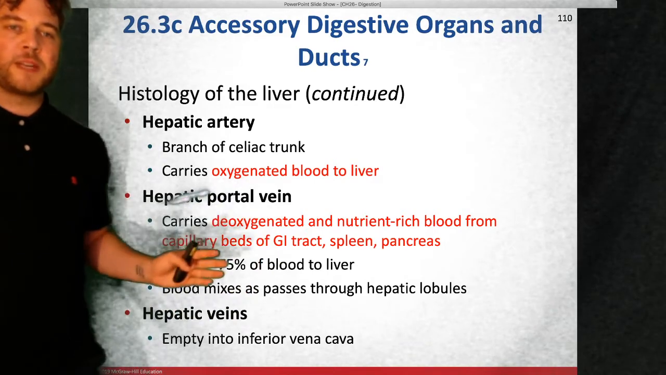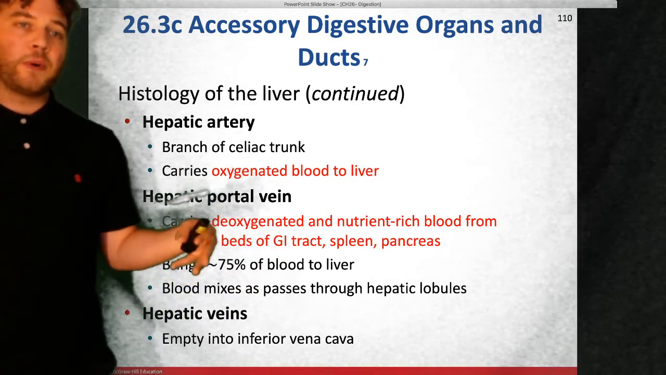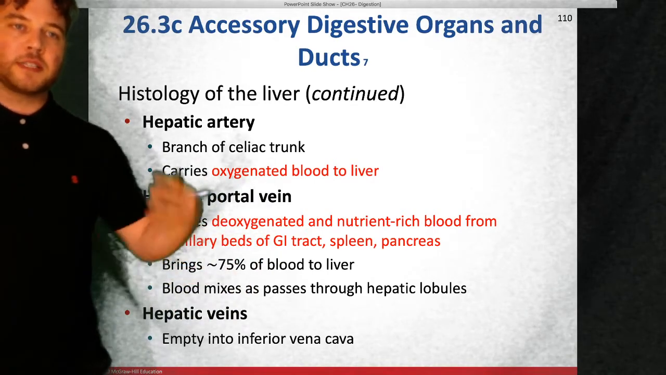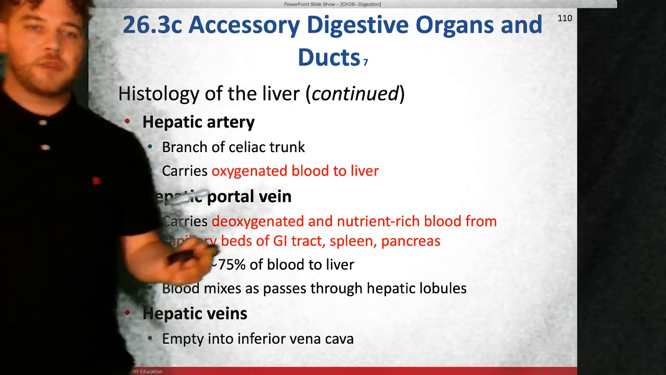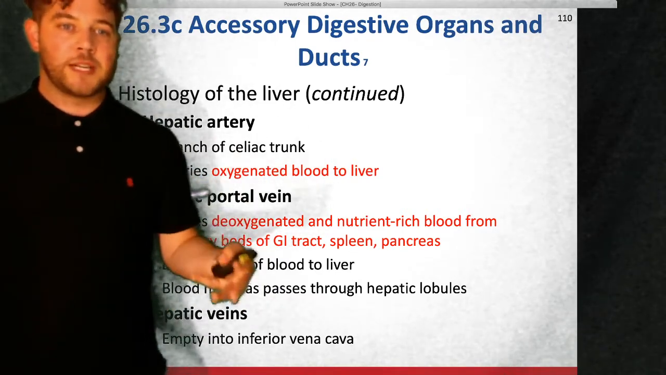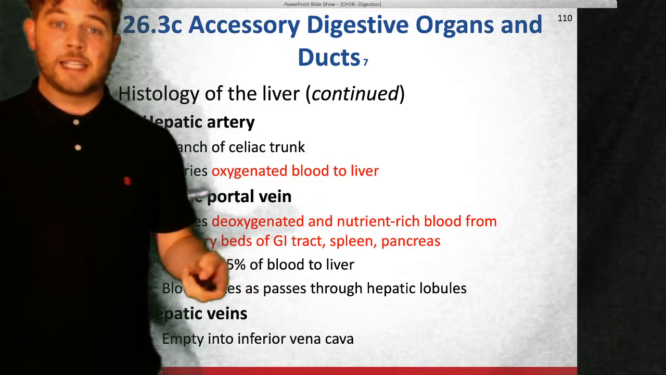So the hepatic portal vein brings 75% of blood to the liver. At any point, 25% of your blood is flowing through your liver, though. So your liver is processing a lot of your body's general blood supply at any time.